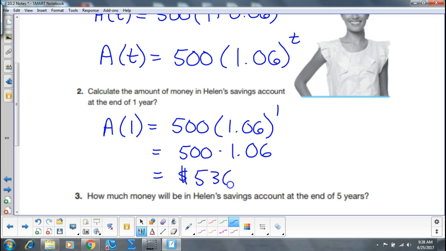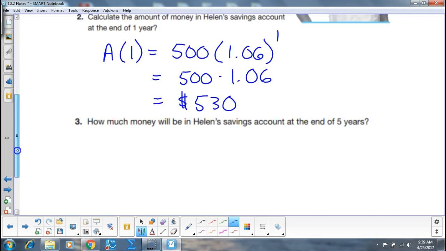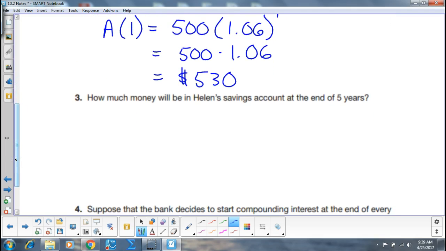Wait, are they adding it or taking it out for interest? So she earned $30 in interest. I thought the bank would take it out. No, interest is money that the bank gives you for them using your money. Oh, I thought it worked the other way around. Nope.